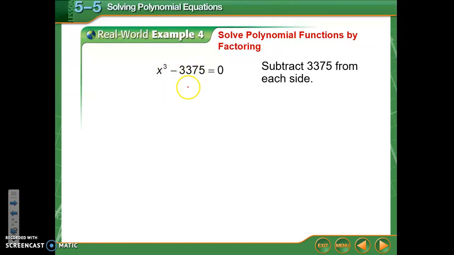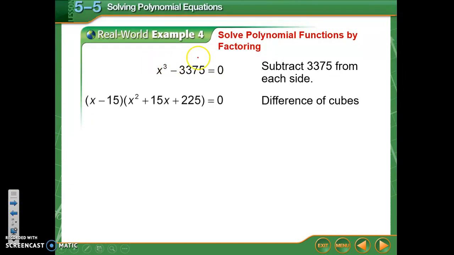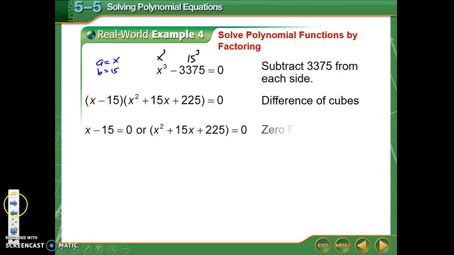And this is where we're going to factor, now that it's equal to 0. This is the difference of perfect cubes. You might not recognize 3,375 as a perfect cube, but since you notice that x cubed is a perfect cube, you would want to check and see if 3,375 is a perfect cube using your calculator. In this case, it turns out to be 15 cubed. So our A is like x and B is like 15 in our formula, and we use the difference of cubes formula. Then I use the zero product property.